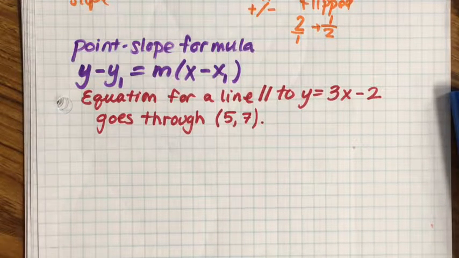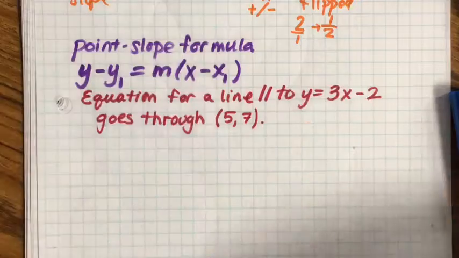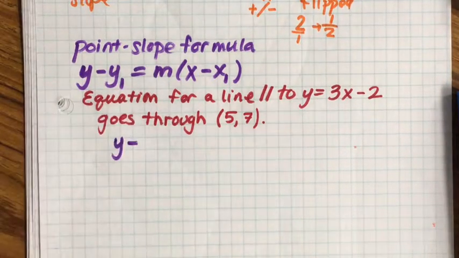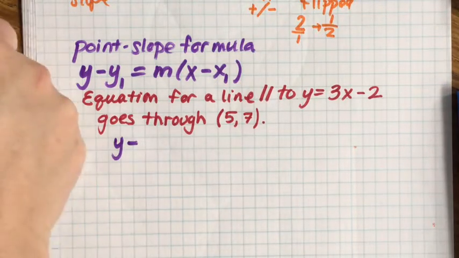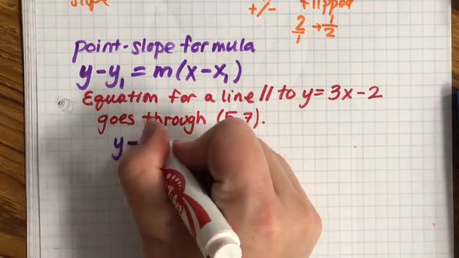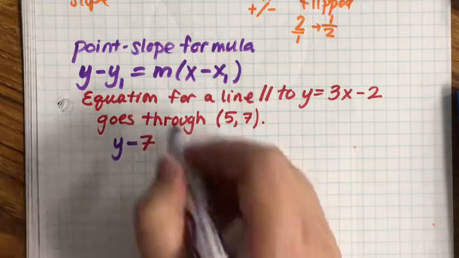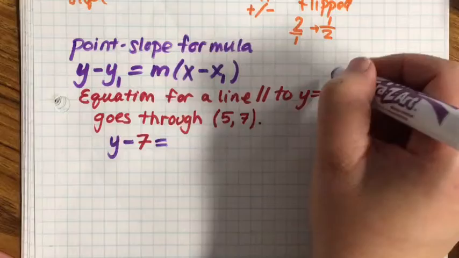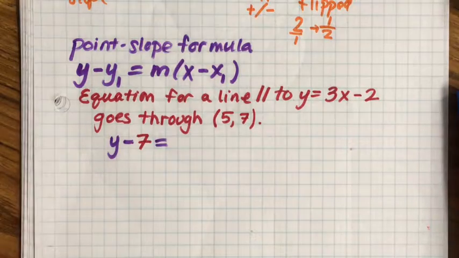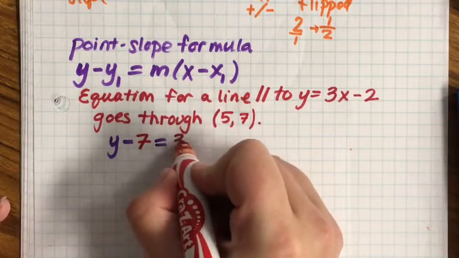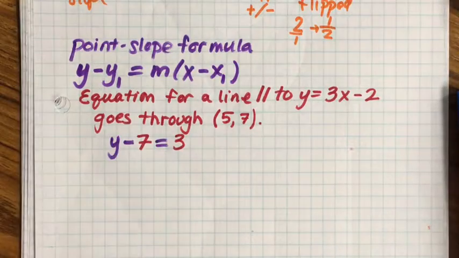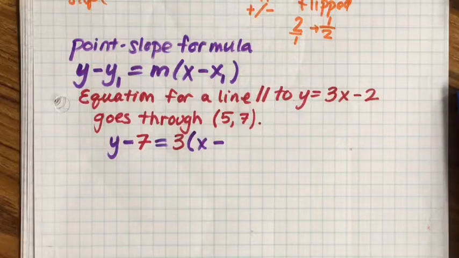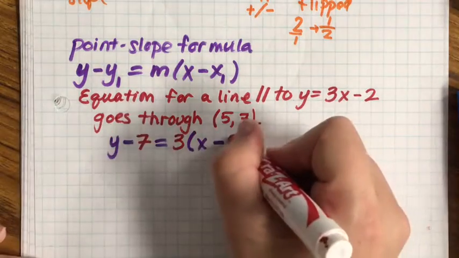So you are going to go like this. So the equation is y minus, now what is the y on the point that they just gave you? 7. Is equal to, now what was the slope that we want it to be parallel to? 3. So this is my slope right here, the 3 that we got up here. And then we're going to do parentheses x minus, and what is the x in the point that we have there? 5.